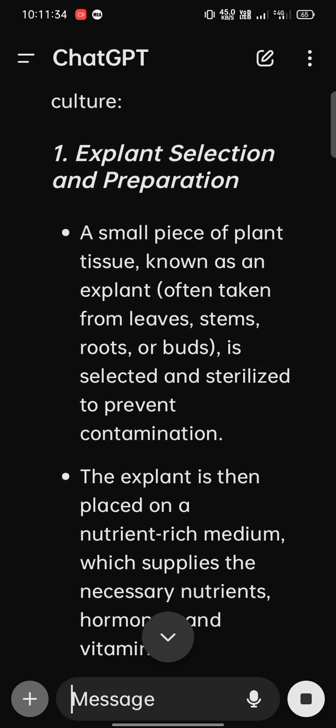So, how is callus made? Explant selection and preparation. A small piece of plant tissue known as an explant, often taken from leaves, stems, roots and buds, is selected and sterilized to prevent contamination.